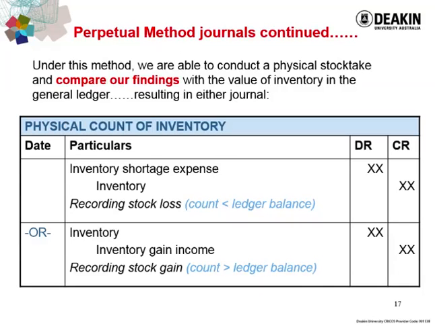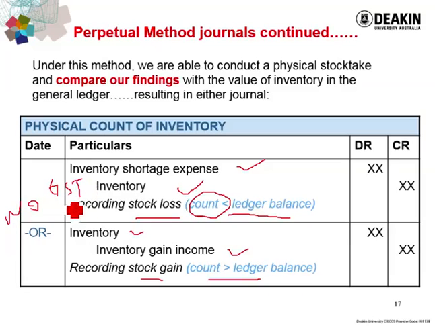Under the perpetual method, we will compare the closing balance of inventory with physical count or stock count. If the count is less than the ledger balance, we will have stock loss. To record stock loss, we debit inventory shortage expense, credit inventory. Conversely, if the count is greater than the ledger balance, we will have stock gain. So we will debit inventory, credit inventory gain income. And note that there is no GST effect for both of the entries here.